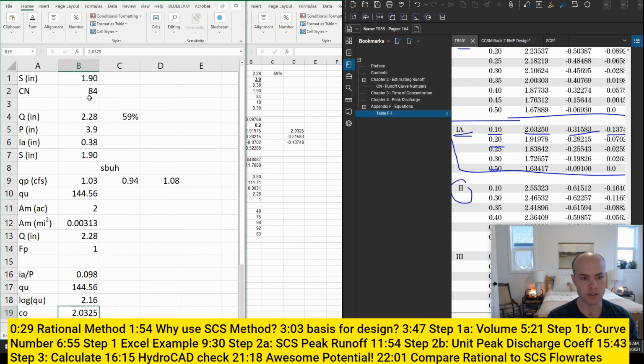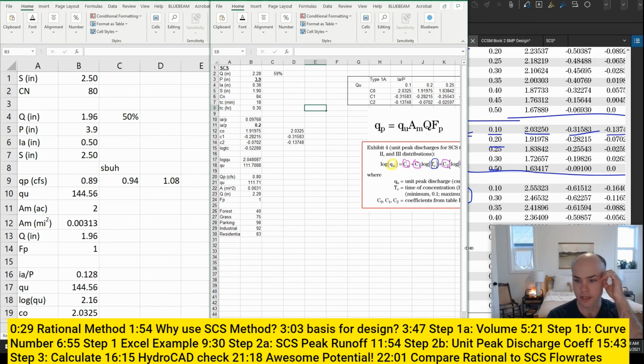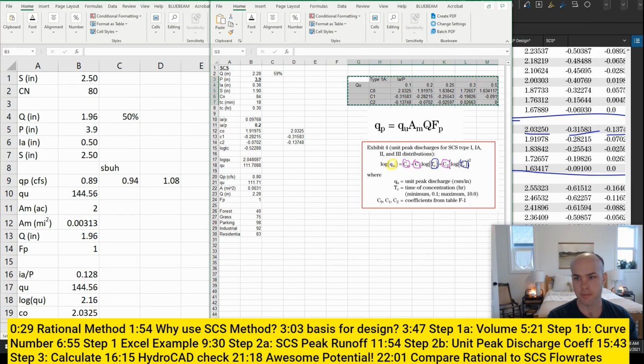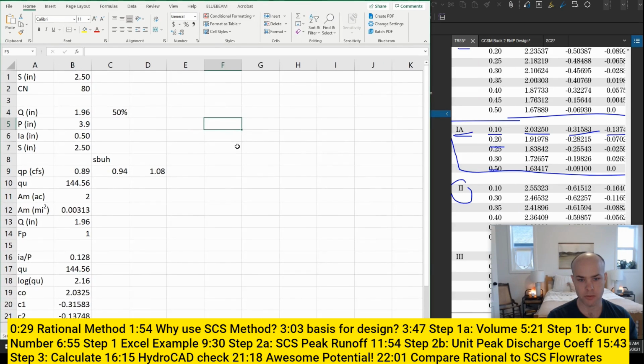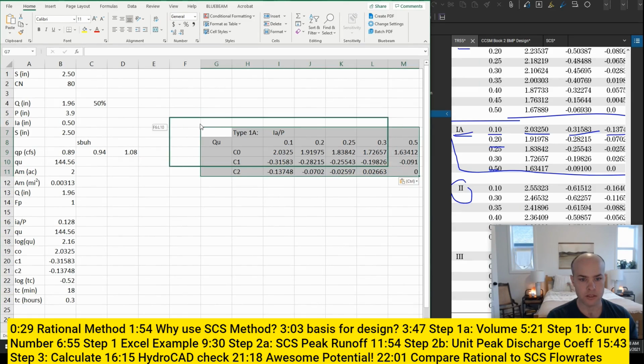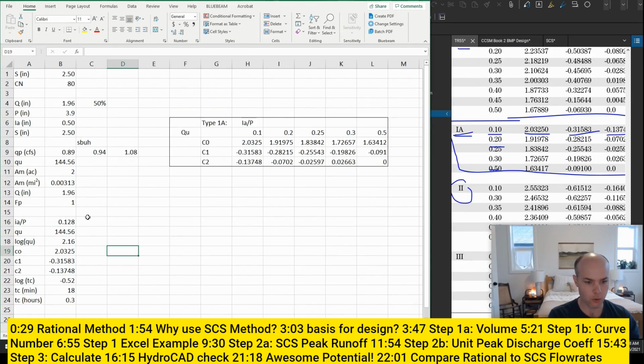But what if this curve number changed to 80? Now we want to be somewhere between 0.1 and 0.2. So what I did is I took all these values, copied them into a spreadsheet form, and I'm going to put them right here. And so this is my formula way of doing this. I said, equals if this value is less than or equal to 0.1, then I want it to be equal to that.